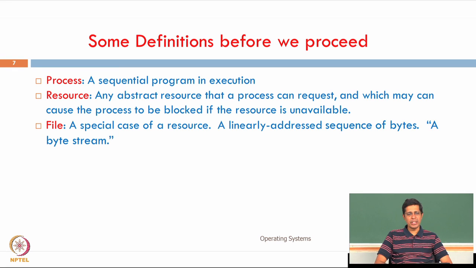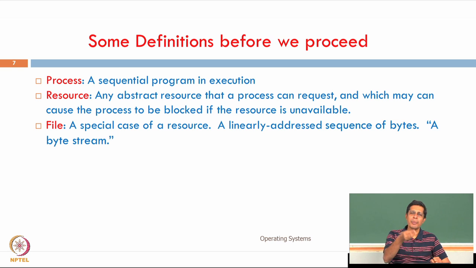So, before we proceed, let us look at these definitions. I have been repeating these definitions. What is a process? It is a sequential program in execution. What is a resource? It is something that a process can request. A process can request CPU time. Yes, CPU time is a resource. The process can request a peripheral, so hence it is requesting a bus. Bus is a resource.